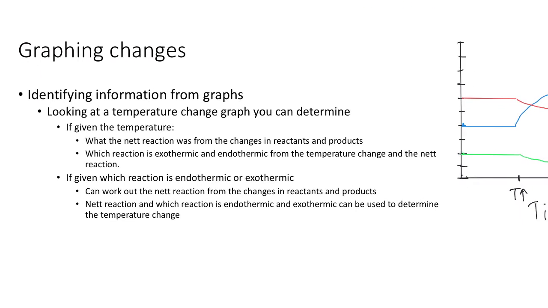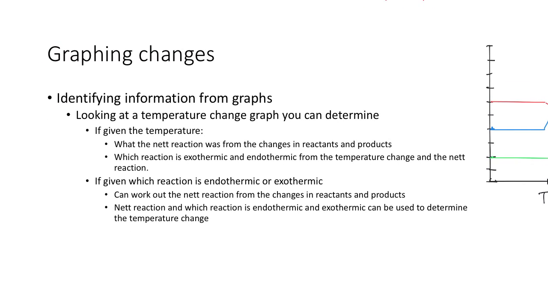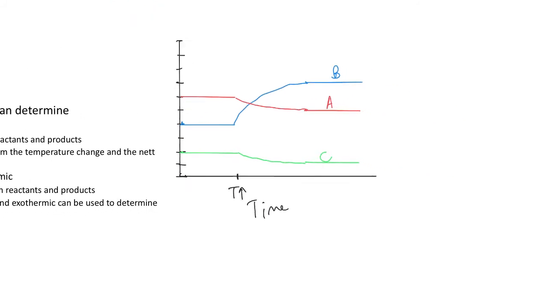So now we can look at identifying information from graphs. Looking at a temperature change, if given the temperature, you can determine what the net reaction changes are in reactants and products, whether the reaction is exo or endothermic, and then if you know it's endo or exothermic, you can work out the opposite. So it's effectively taking information from the graph and then working out stuff about the equation. So let's have a look at this graph here.